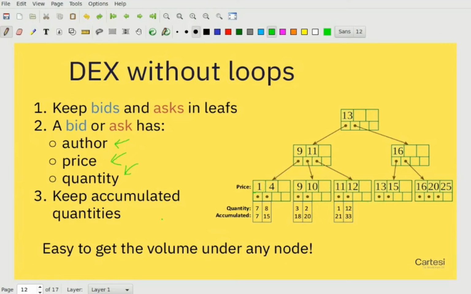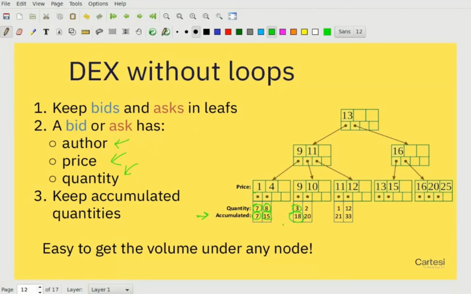And I add another information at each leaf, which is the accumulated sum of the volumes, of the quantities. So here, someone wanted to buy 7 units. Here, someone wanted to buy 8. So we put here the 7 and here the 15. That's the sum of 7 and 8. And here, someone wants to buy 3. So I add 15 to 3, I get 18.